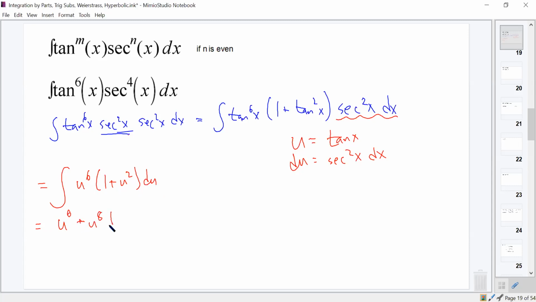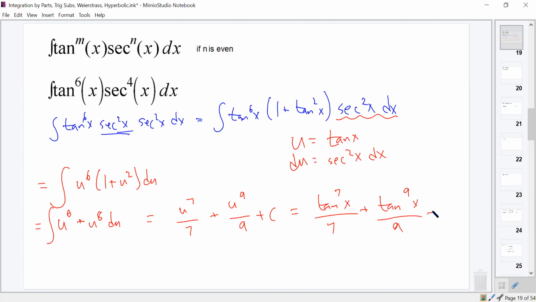Plus u to the eighth du, or u to the seventh over 7 plus u to the ninth over 9 plus a constant, or tangent to the seventh x over 7 plus tangent to the ninth x over 9 plus your constant.